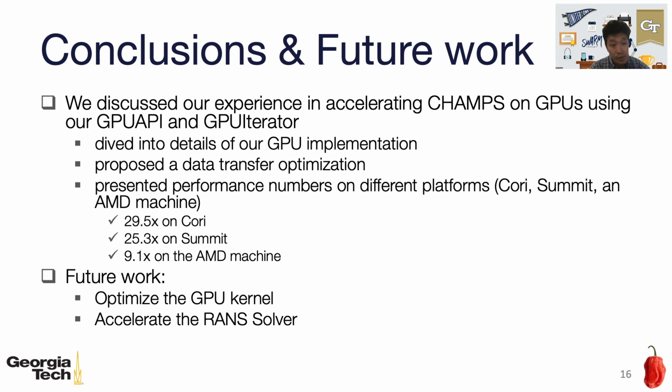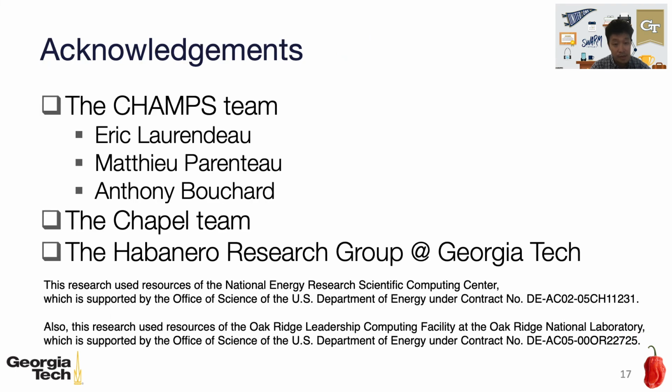Okay, so in this talk, we discussed our experience in accelerating CHAMPS on GPU using our GPU API and the GPUIterator module. And we get a really nice performance improvement on the three platforms. And for the future work, we are going to optimize the GPU kernel. And also we are going to accelerate another solver, which is a LAN solver, and see if we can get a similar performance improvement.